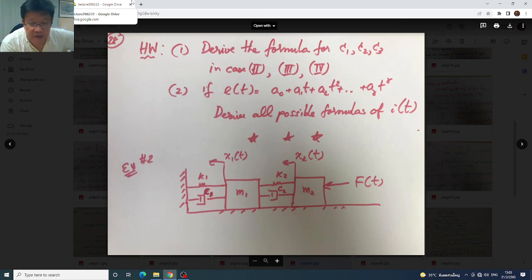Higher order means that the order of the differential equation is greater than 2. From the last one, we used the example of an electrical network. Now we're going to move on to another higher order system, but this one is based on this figure.